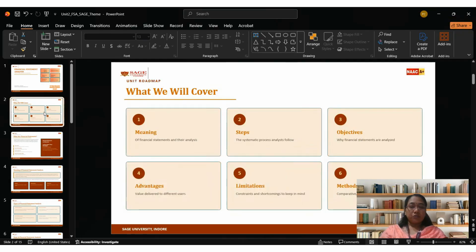Here is our roadmap for today. We will move through these six blocks one at a time. Keep this slide in mind. Every topic we cover will map back to one of these six boxes, so you always know where we are in the unit.